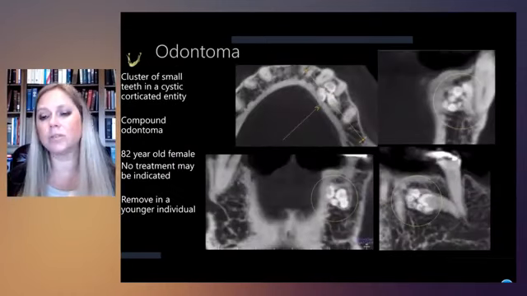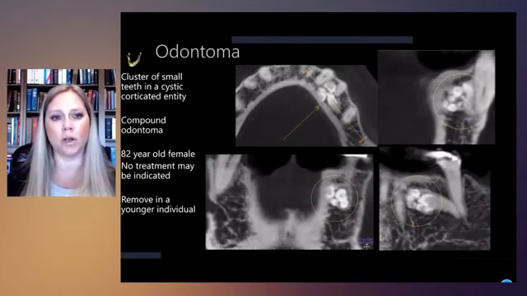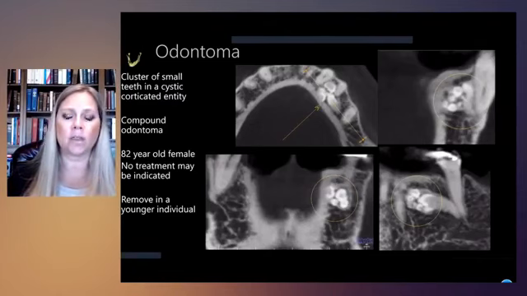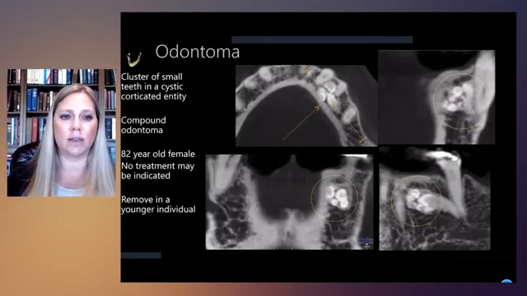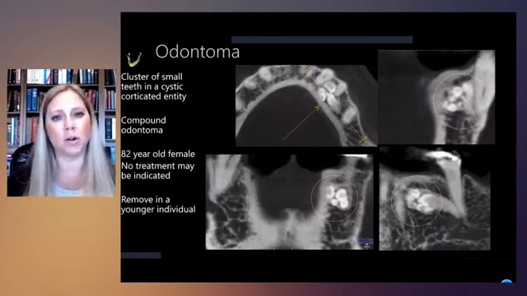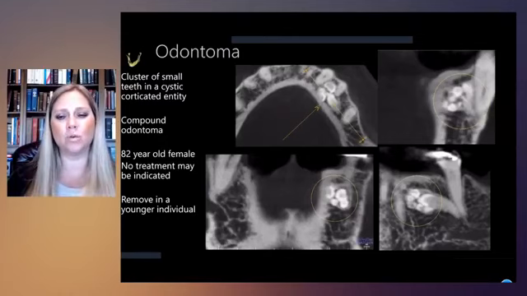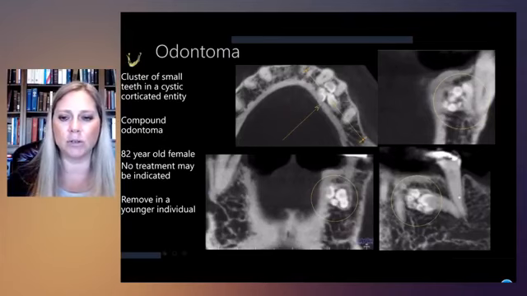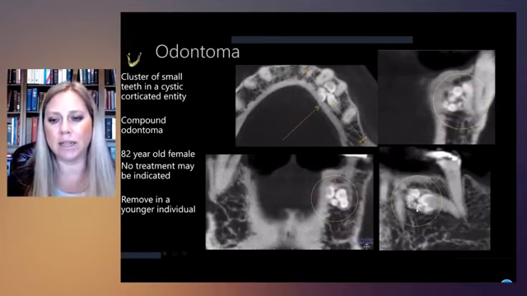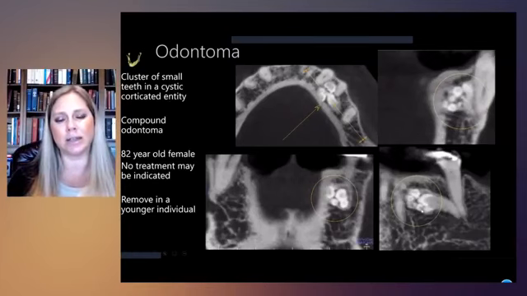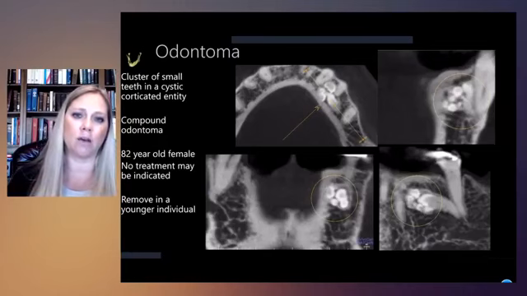Now, of course, we can also see pathology. So here we have an odontoma. This is an older female, I believe she was 82. What are we going to do with a compound odontoma in this area? Probably nothing at her age. But if it's a younger individual, we'll want to go ahead and remove that. But we can clearly see what looks like multiple little teeth. Now, how do I know it's not just supernumeraries? Well, it's in the same cystic space. And so that alerts us to the fact that we do have a compound odontoma.